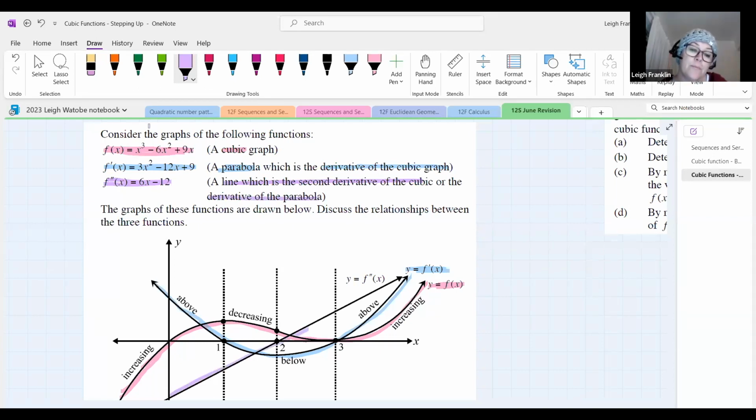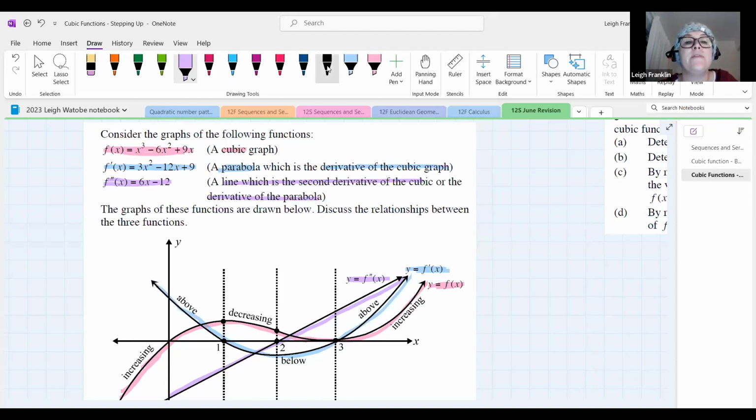All right, so there is this graph of the second derivative. Okay, so the pink graph is our cubic function. The blue graph is the graph of our first derivative, and the purple graph is the graph of our second derivative. Now, these are all related to one another in some very interesting ways.